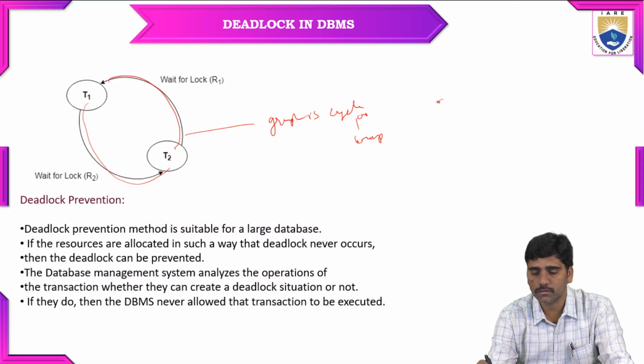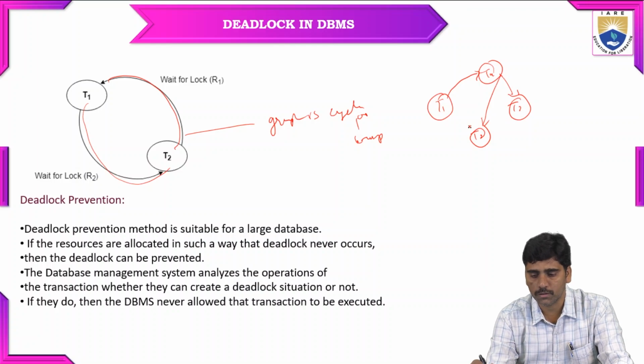Suppose we have transactions T1, T2, T3 and T4. If I go like this, there is no cycle. If I go like this also, there is no cycle. So there is no cycle at all in this situation. But when I use this one, a cycle is automatically created, and at this moment you can say that a deadlock situation has occurred.